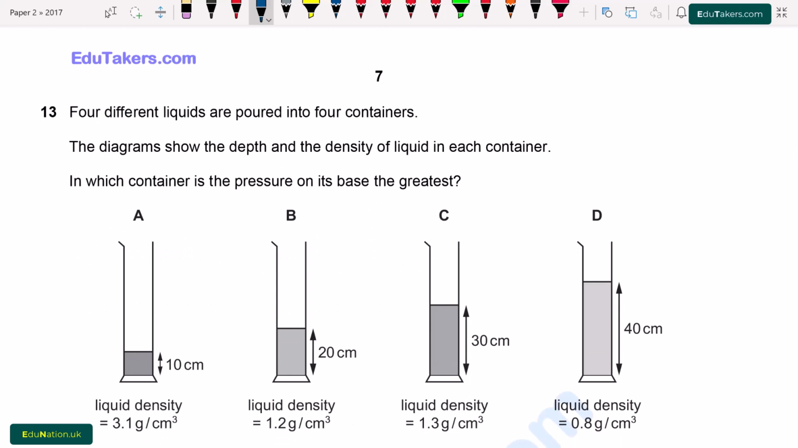Question number 13. 4 different liquids are poured into 4 containers. The diagram shows the depth and the density of the liquid in each container. In which container is the pressure on its base greatest? So where the pressure is greater?